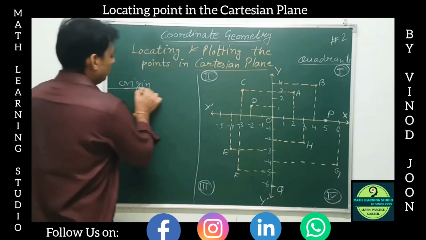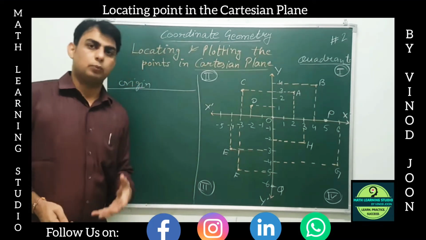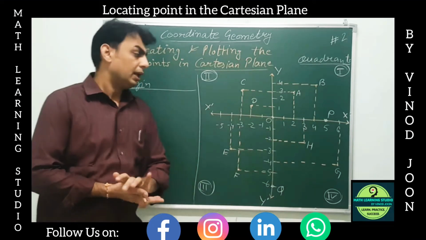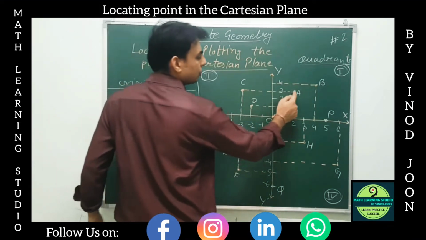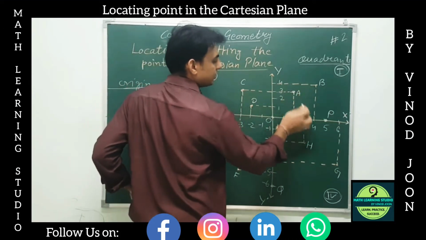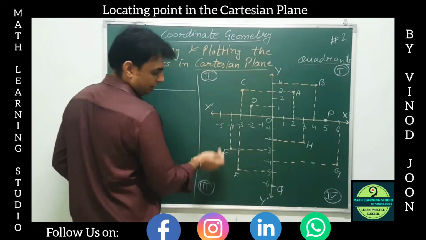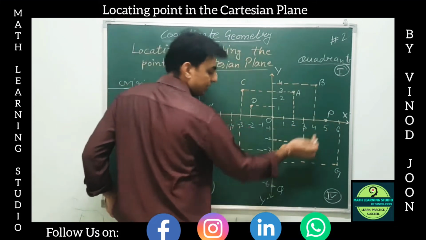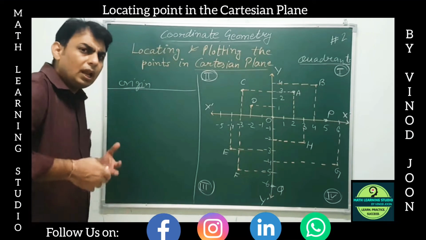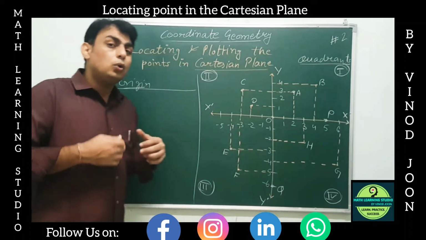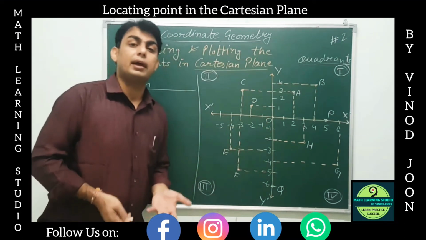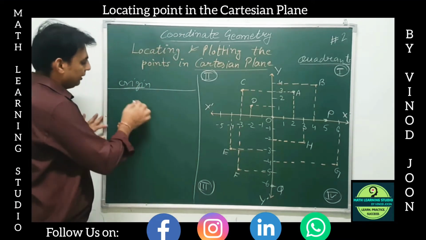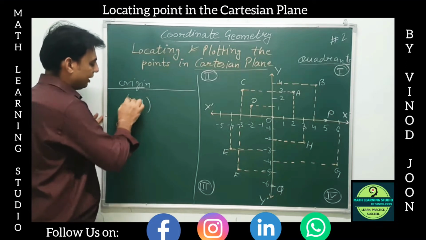Now, how do we locate a point lying in this Cartesian plane? You can see that we have so many points: A, B, C, D, then E, F, G, H. We have 2 special points P and Q as well. How do we locate these points? How do we know what their location is? For that, we just follow one thing that is called the x, y rule.